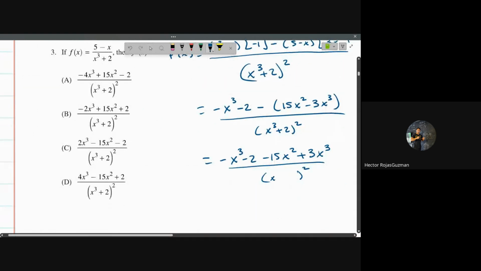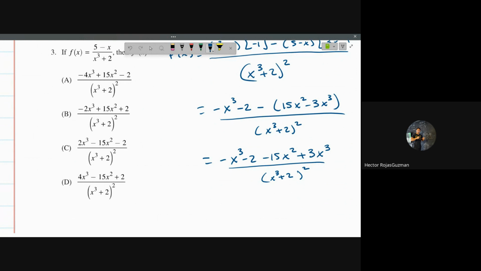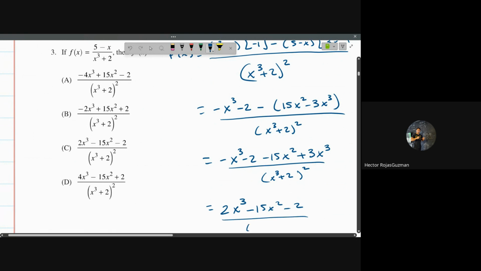You know what? I was going to be lazy, but no, I should write everything out. Shouldn't teach you bad habits, huh? And finally, combine like terms. We have 2x to the power of 3 minus 15x squared minus 2 all over (x to the power of 3 plus 2) squared. So that looks like it's C.